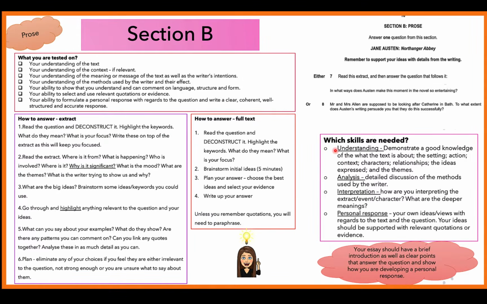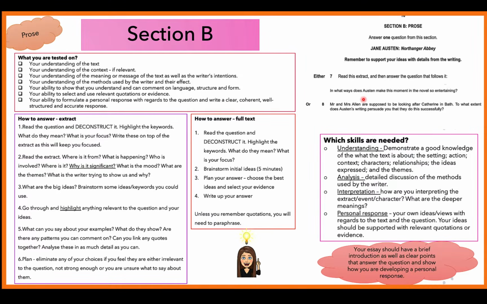As you can see over here, all the skills are the same, just adapted. Your understanding here is now about prose, not poem. So what's the text about? Is the setting particularly important, either in the extract or the text as a whole? Think about the action that happens, the characters, the climax, the tension, for example, the context, characters, relationships between characters. Again, the big ideas expressed in this prose text, and then the themes.